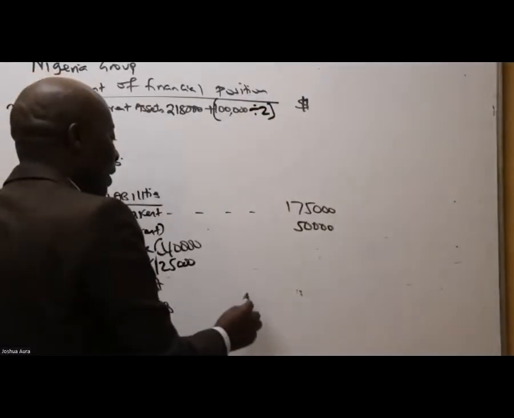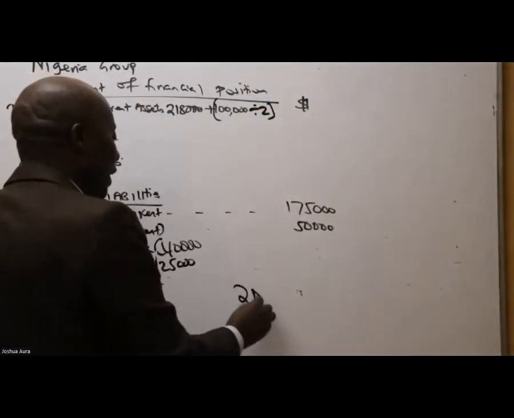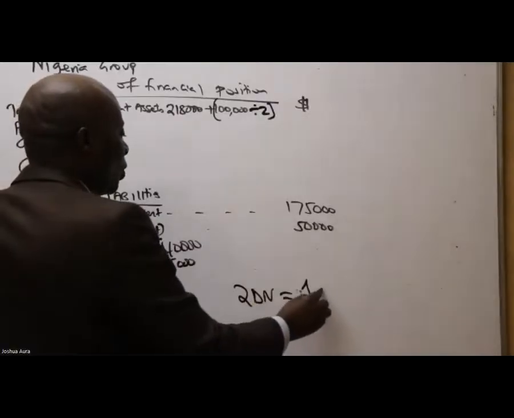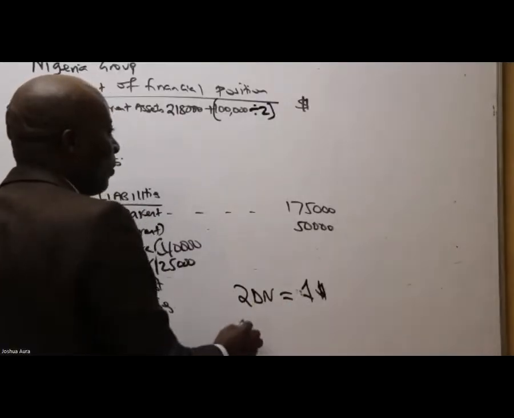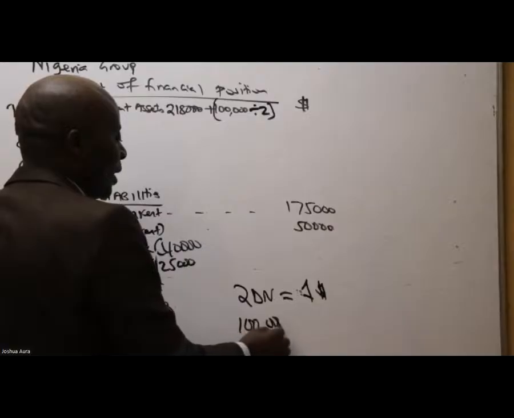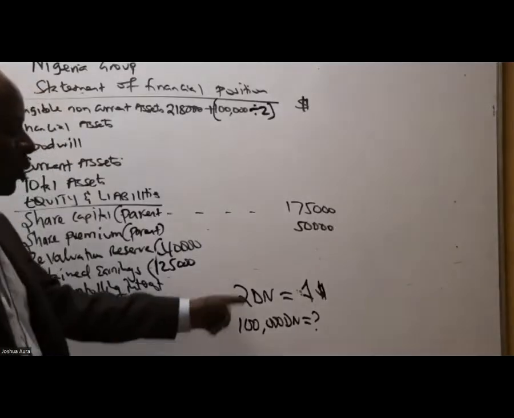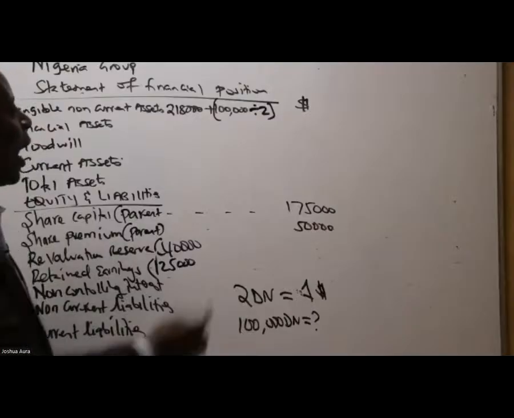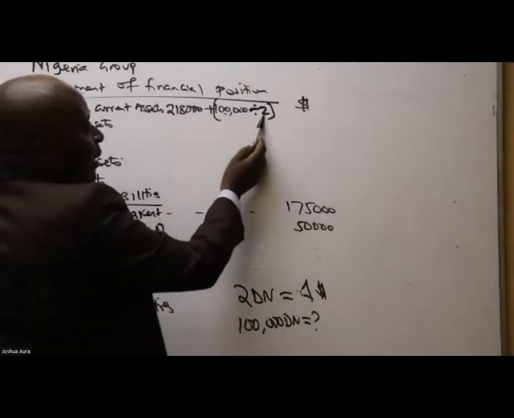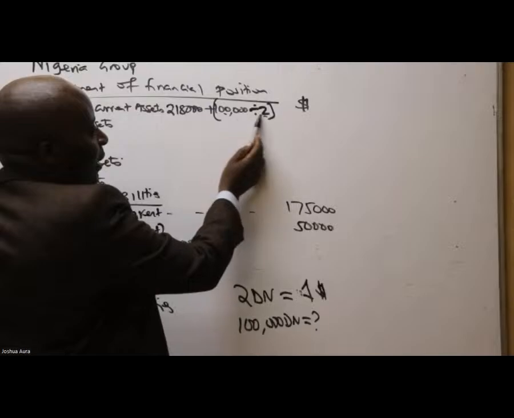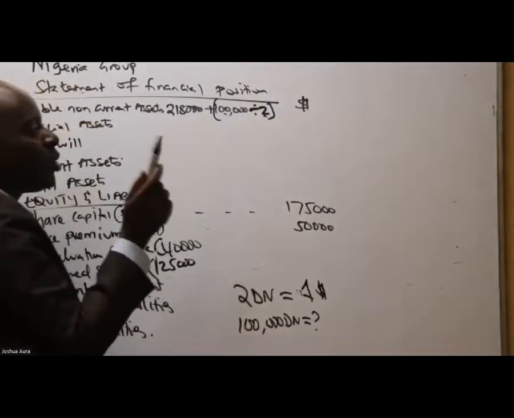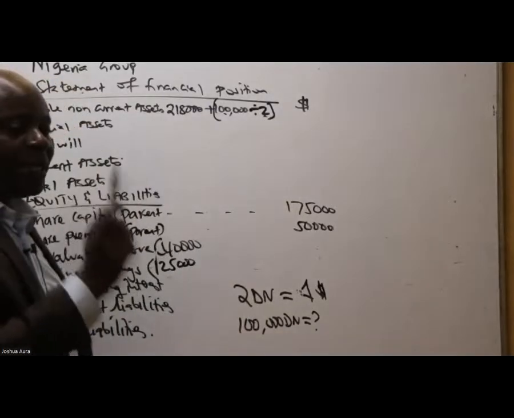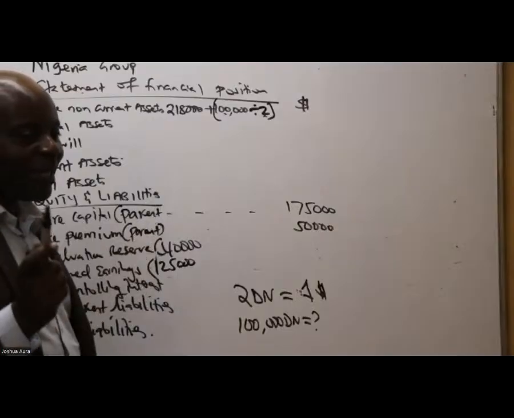Why are we dividing? It's because they have told us 2 DNs equals $1. How about 100,000 DNs? If you cross multiply, at the end of the day, you'll realize we're supposed to be dividing. After all, these are DNs and these are DNs, and there is no way you can multiply DN with DN. You'll end up getting DN squared. No way. You can never.